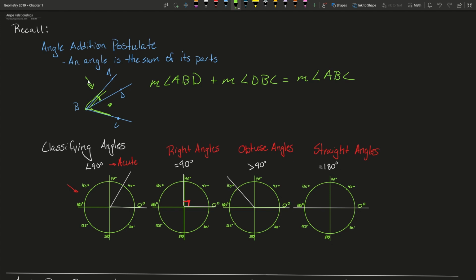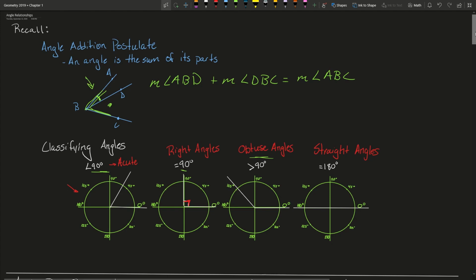The second thing I want you to remember is how we classified angles. We can classify an angle as acute, which means that it's less than 90 degrees, a right angle, which means it is equal to 90 degrees, an obtuse angle, which means it is greater than 90 degrees, and a straight angle, which means it is equal to 180 degrees.